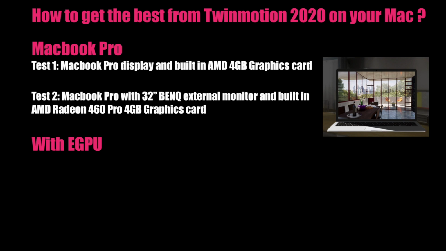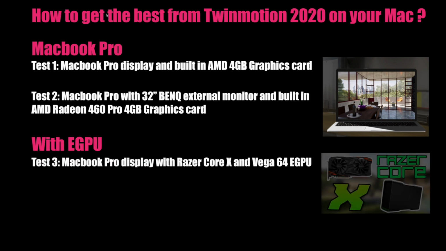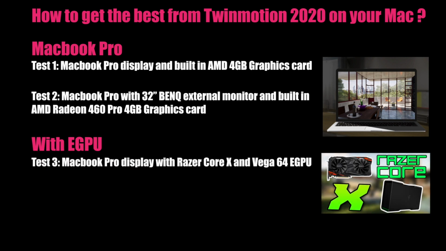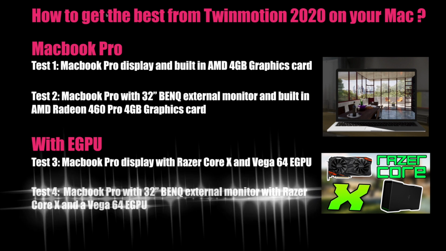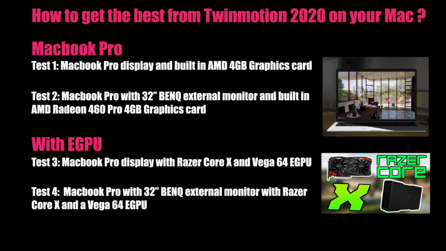Then we're going to go on and look at the eGPU external graphics card setup. I'll talk about the performance benefits and so on. We're going to do a test on the internal display of the MacBook, but using the Razer Core X. And then we're going to really go for it. We're going to plug the MacBook Pro into the 32-inch bench monitor, and we're going to run it with the Razer Core X and Vega 64 eGPU, and see what kind of performance gains you might expect to get with this setup.